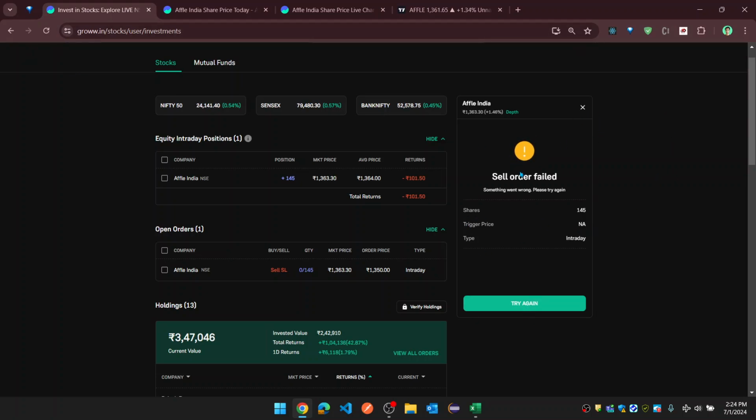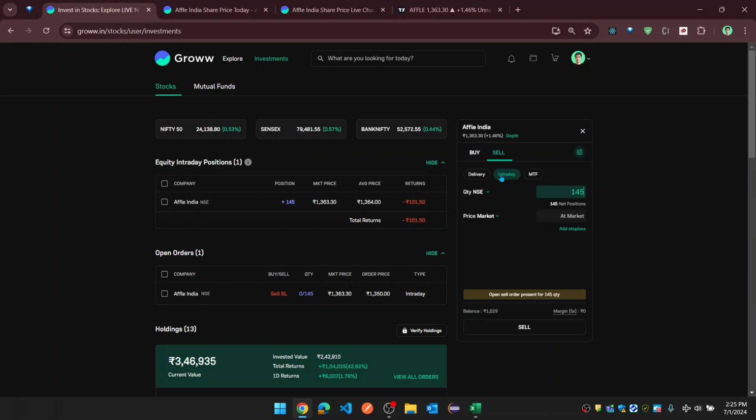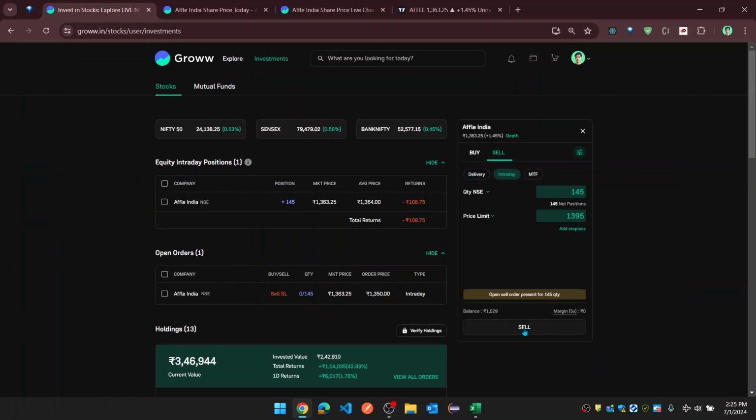What is it? Something went wrong. It has not given any clear reason what went wrong. Okay, let's go again. I have the position, thank god. I thought it got squared off. So I need to click on exit, then the sell section, intraday. Now not market price, limit price. My limit price would be 1395. Again it has to be sell because I have bought the shares. Okay, so open sell order present for 145 quantity. Yes, now click on sell.